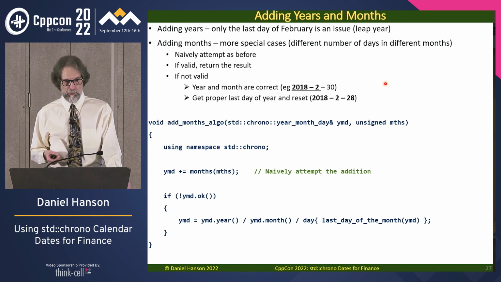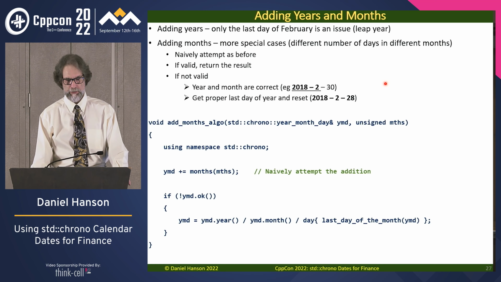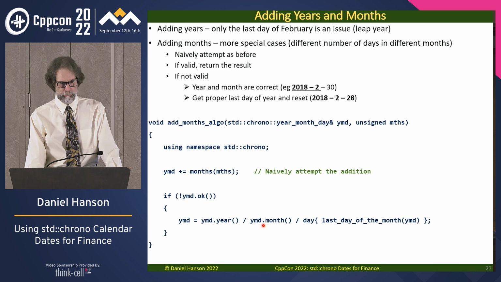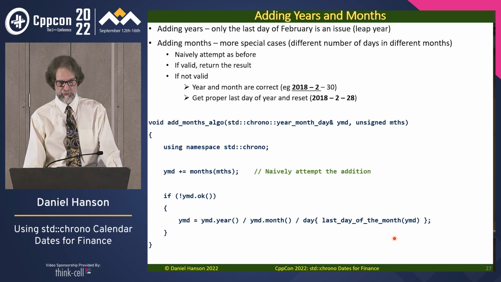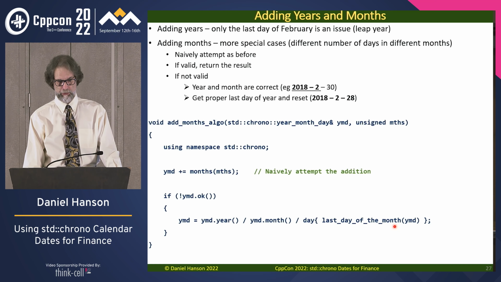So here's a little function that does that. So we take in the date object and the number of months we want to add, proceed naively here, and then just check if it's valid. If it's not valid, then it's because we have an end of the month issue. So that just means correct the date so it has the proper end of the month. And we can call this function that we looked at just previously, and it will return the proper last day of the month. And that fixes that problem.